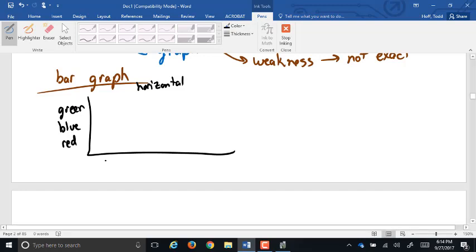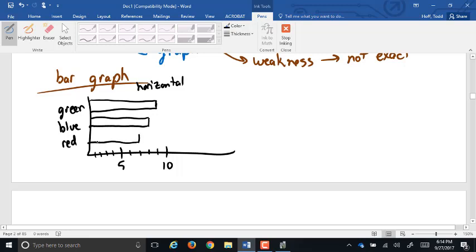On the other side, then, in this case, the bottom, I have to put a numbered axis. Now, these numbers are relatively small, so I can label them individually. Green was 9. So right about here. So I make that bar of 9. Blue was 8. So I make that bar go to 8. And red was 7. So I make that bar go to 7.